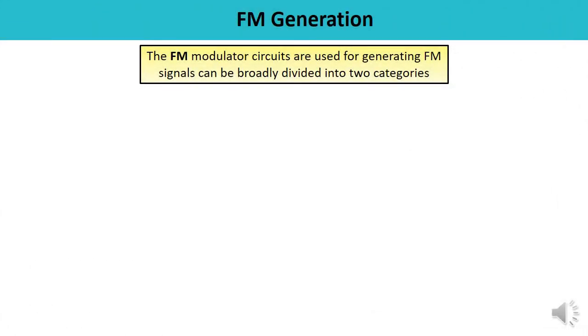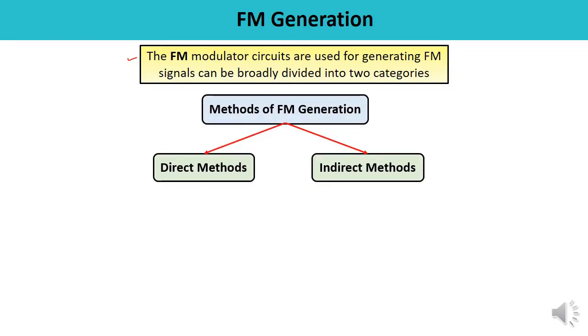To start with, let us understand how many techniques there are for the generation of FM signals. The FM modulator circuits which are used for generating FM signals can be broadly divided into two categories. Means there are two methods of FM generation. One is the direct method and the other is the indirect method. The direct method of generation of FM signal is also known as the parameter variation method.